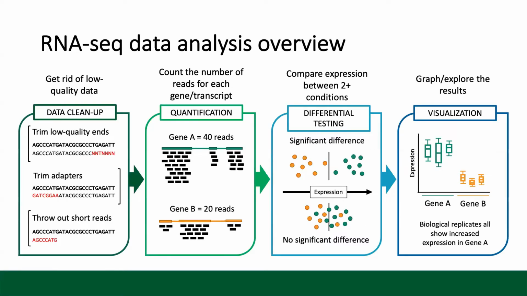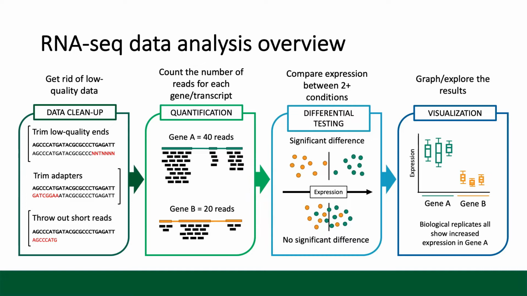Okay, so once you actually set up your experiment, you extract your RNA, you send it off to the sequencing center, you'll get back your FASTQ files. And that's where the actual data analysis portion of this comes into play. I broke this into 4 main steps, basically starting with data cleanup. So you would like to get rid of any low quality data from those FASTQs by trimming off low quality ends, trimming adapters, and throwing out any short reads that just won't be very helpful or informative.